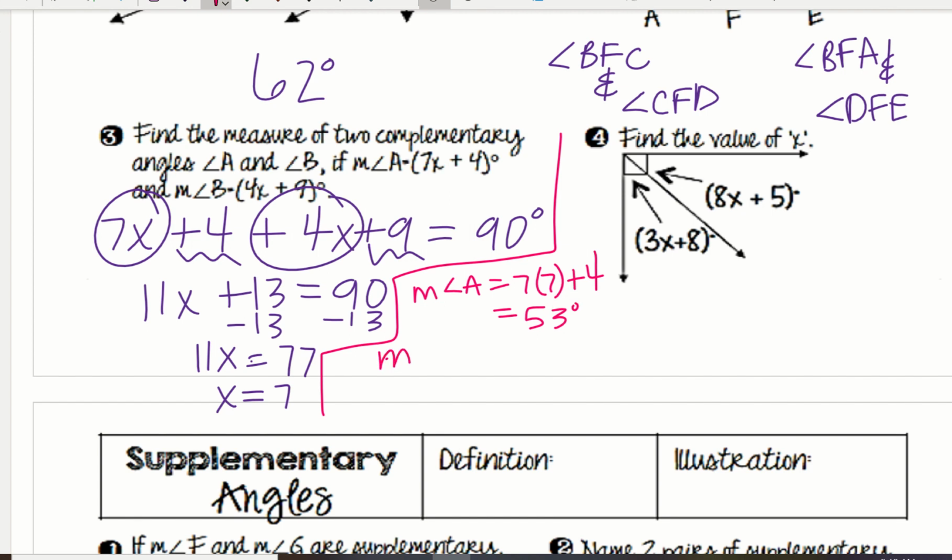Okay, then for the measure of angle B, I can plug 7 into what angle B is, but what could I also do? Subtract and just say 90 minus 53 and get 37. Okay, so now I want you to try number 4.